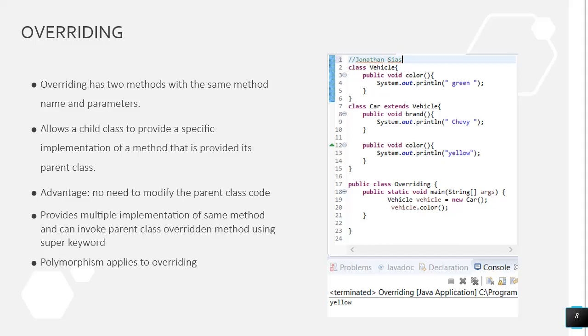Another advantage of overriding is that we don't need to modify the parent class code. It provides multiple implementations of the same method and can invoke the parent class overridden method using the super keyword. And again, polymorphism is only applied in overriding, not overloading. And I'll explain more about polymorphism in the other slide.